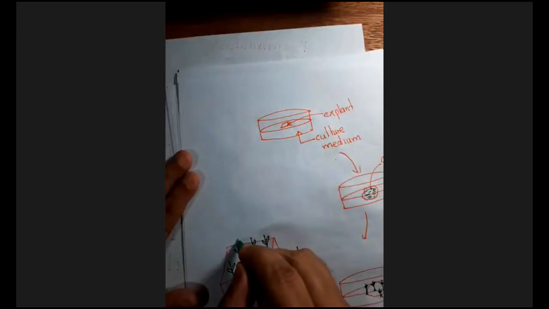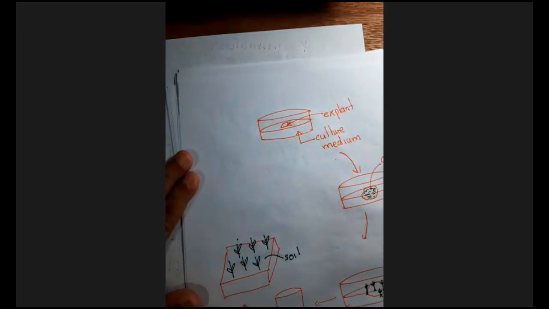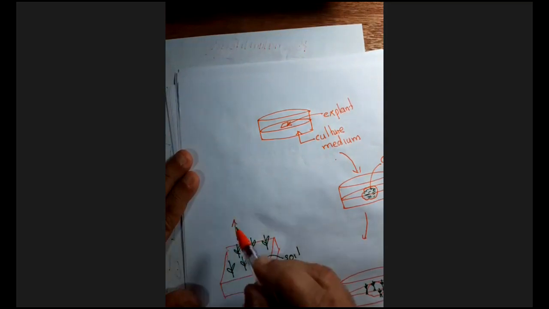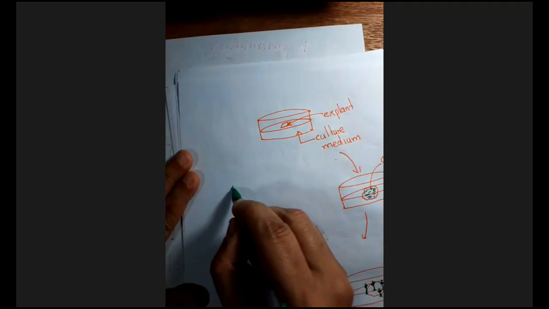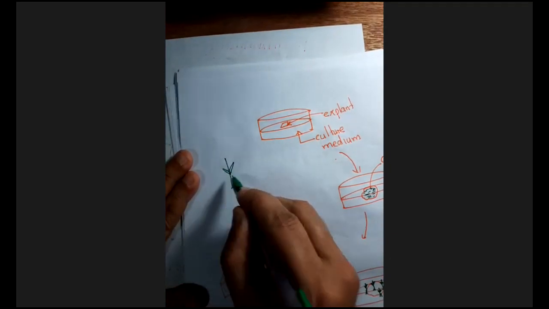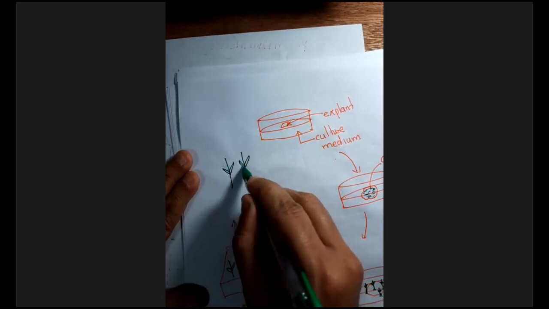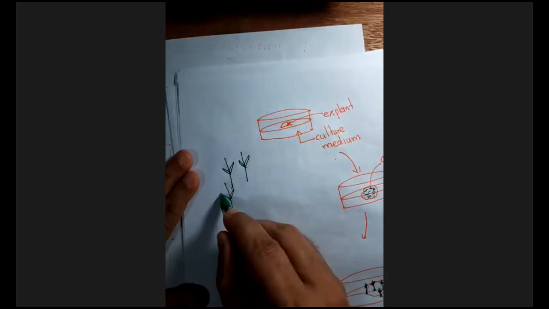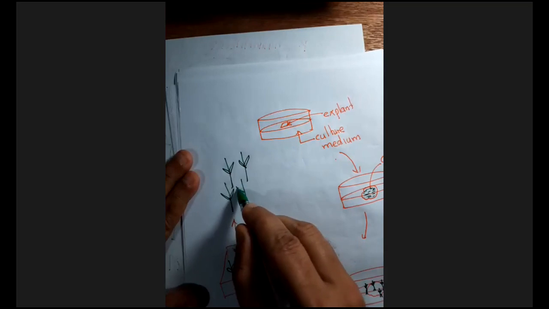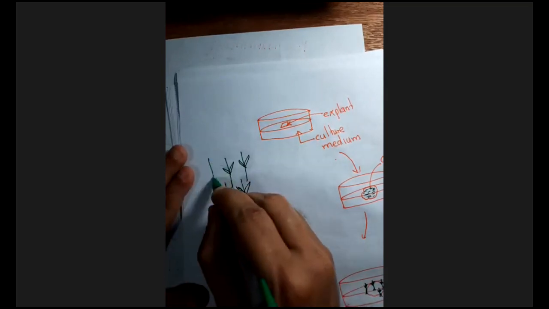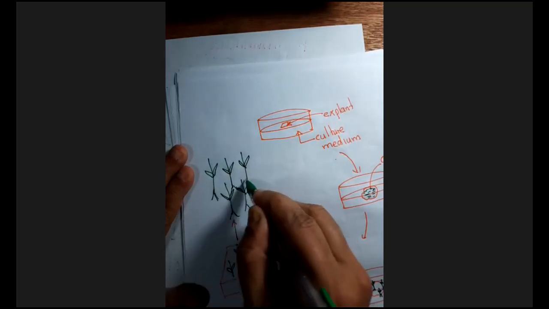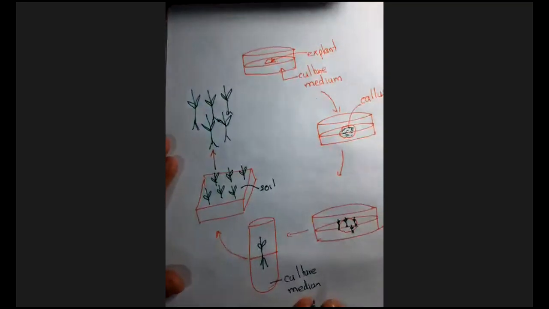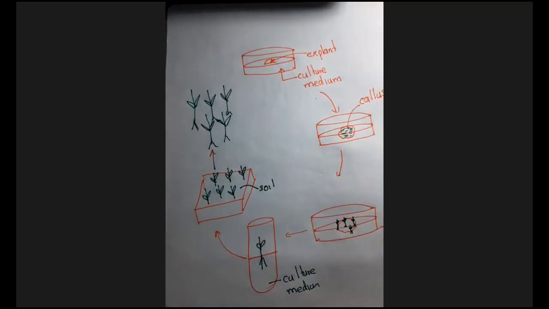After a certain length of growth there, they will be planted in the ground. They will be planted in the ground. Now they are brought to the field. Now they are in the field. So this is how we are conducting tissue culture.